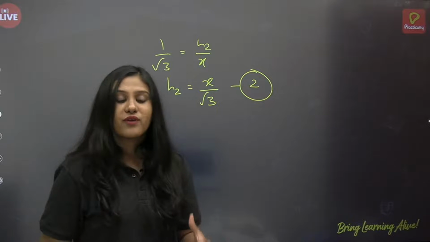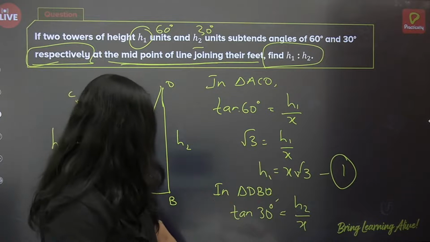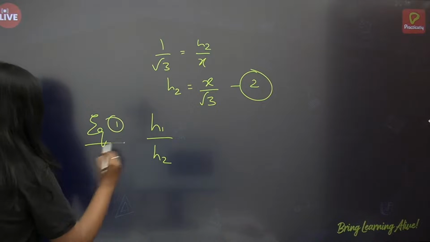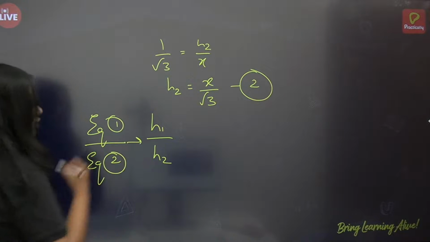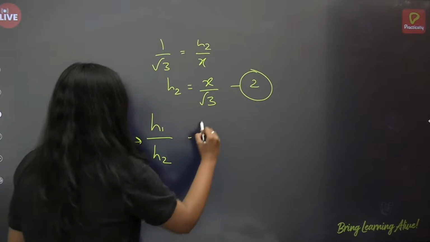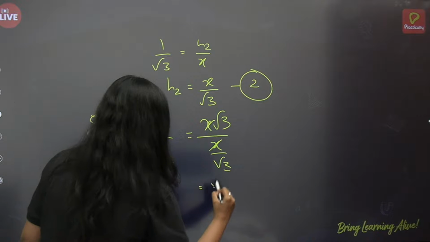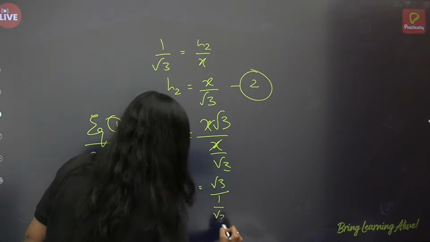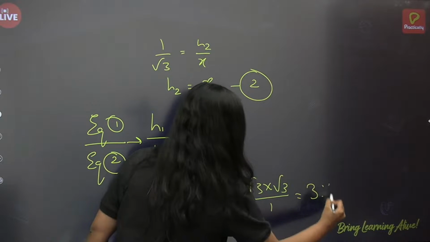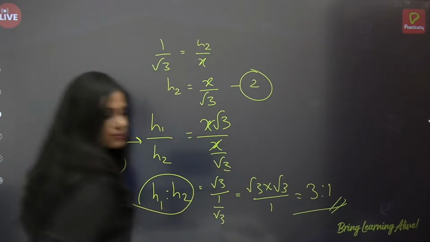Now what do we have to find? h1 is to h2. So can we divide equation 1 by equation 2? So h1 by h2 is equation 1 by equation 2. So what is h1 here? x root 3. So x root 3 by x by root 3. x cancels. So root 3 by 1 by root 3. This is root 3 into root 3 by 1, that is 3 is to 1. So h1 is to h2 is equal to 3 is to 1.